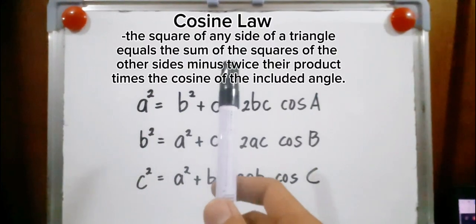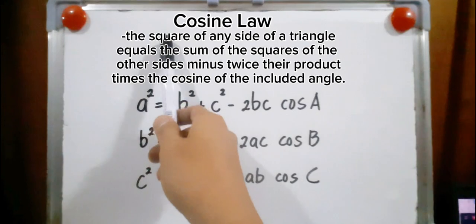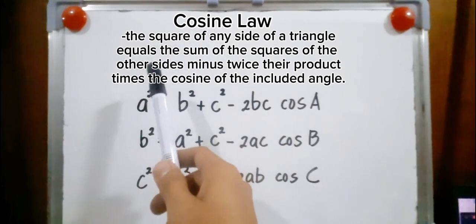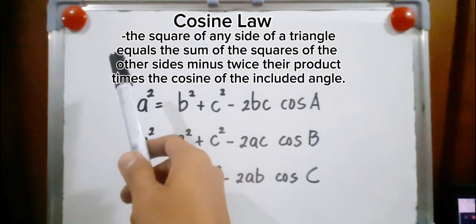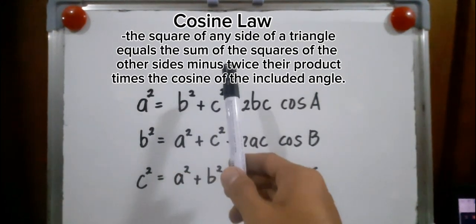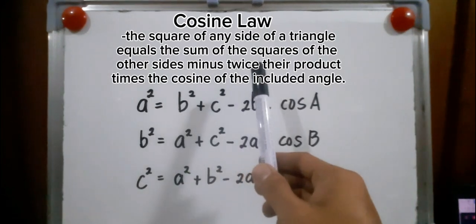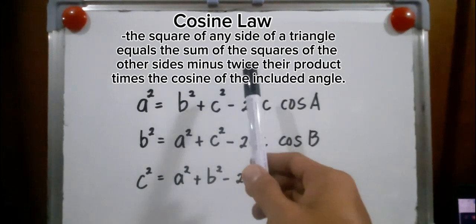Hi, we're done with sine law and the right triangle. This time we're going to study cosine law. Cosine law states that the square of any side is equal to the sum of the squares of the two other sides minus twice their product times the cosine of the included angle.